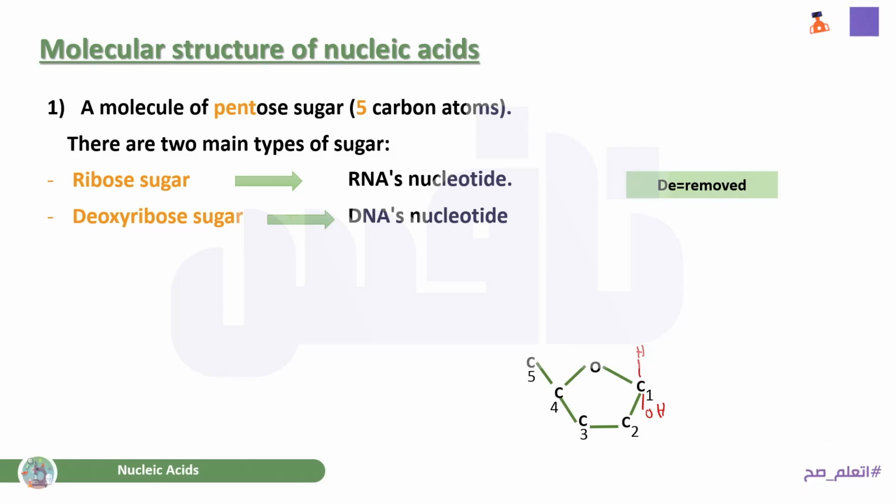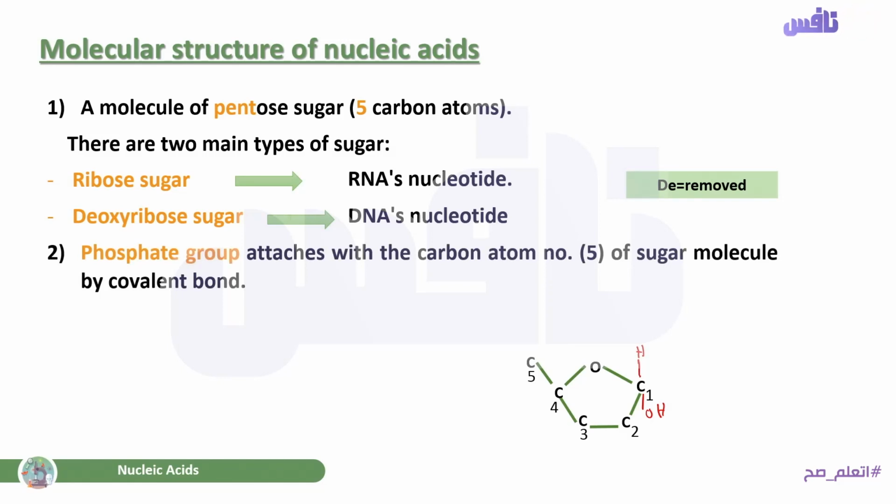Okay. Then we have the phosphate group, which attaches with carbon atom number 5 of the sugar molecule by a covalent bond. How? This is the covalent bond and this is the phosphate group. So our phosphate group will bind to carbon number 5 of the sugar, whether it is ribose or deoxyribose.